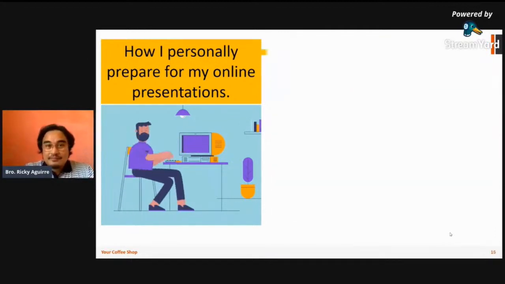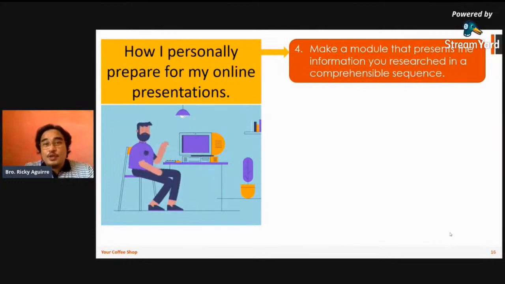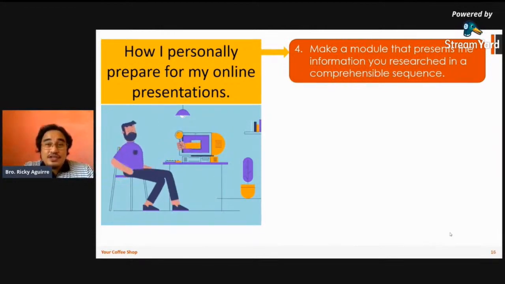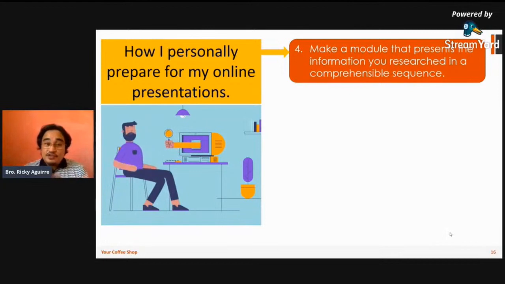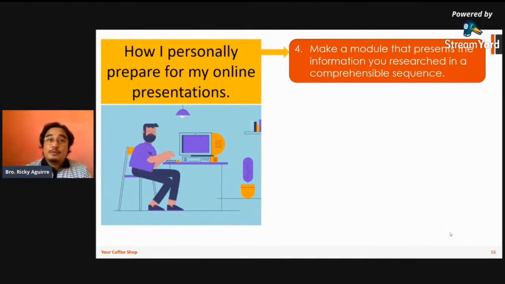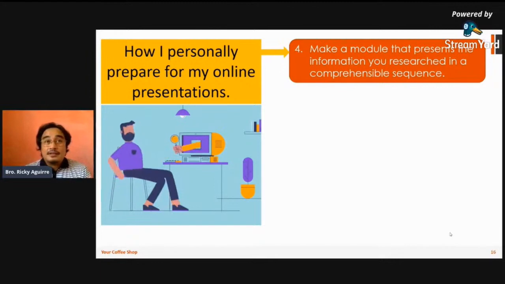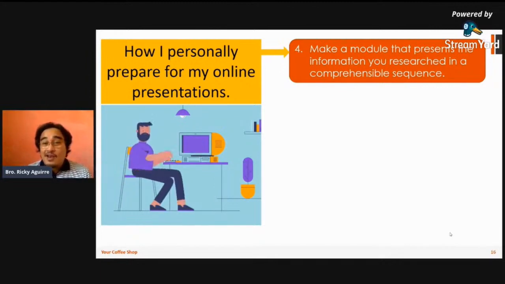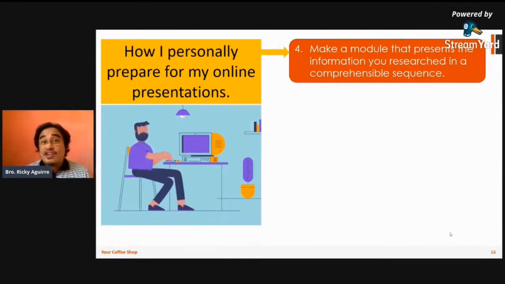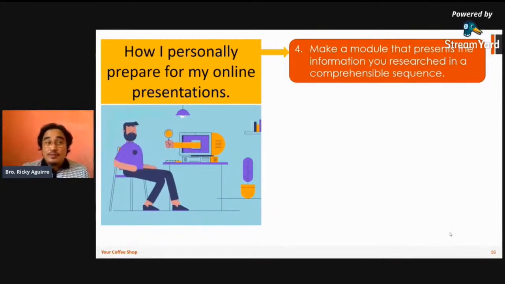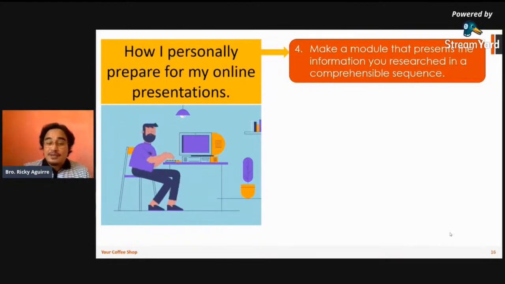All right. So the fourth step that I do is I make a module that presents the information I research in a comprehensible sequence. I come up with a sequence of presenting my ideas. I would have an introduction, and I decided that my introduction would be busting myths, and the second one would be analyze this. It could be a statement, it could be anecdotal records to situate my topic, to give the context of the lesson or the context of what we're discussing today in the online presentation.